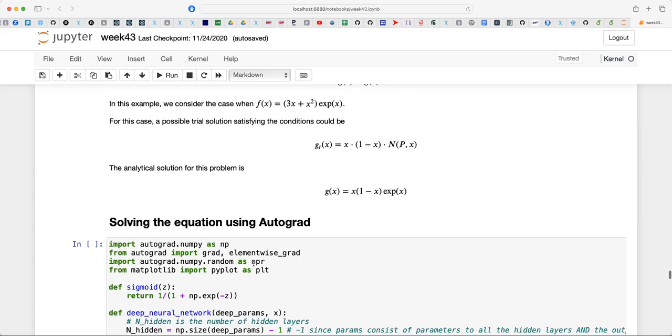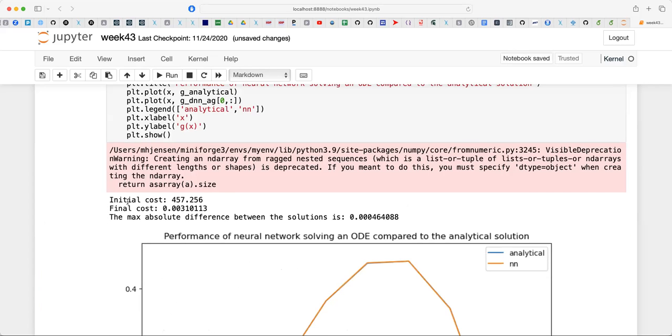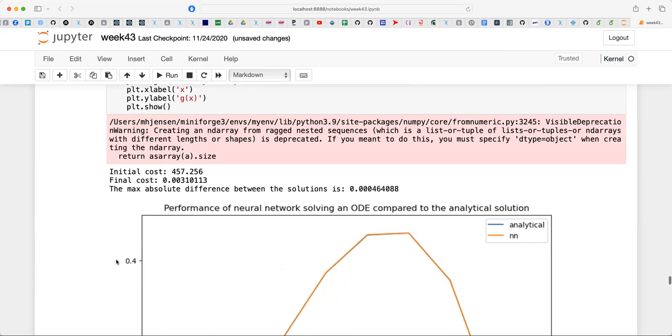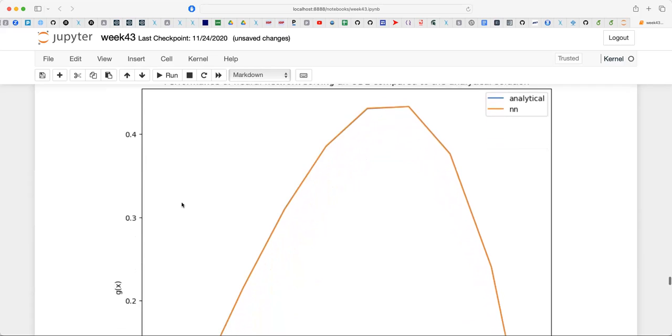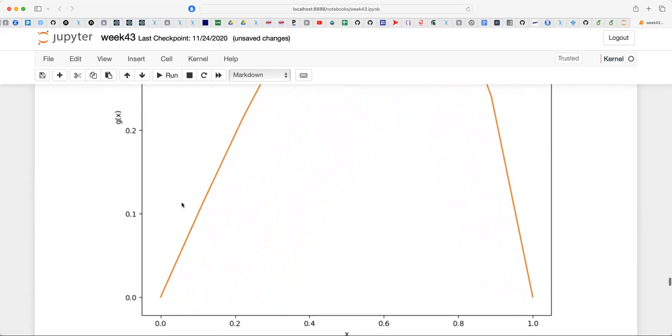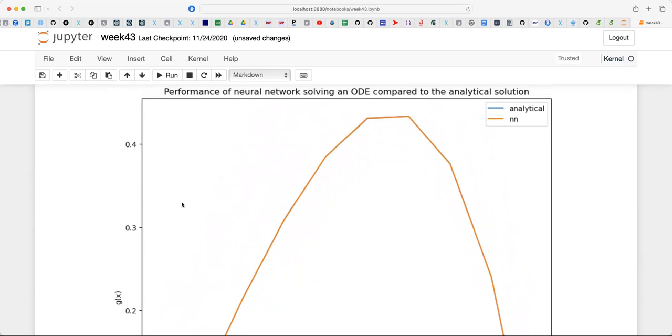And then we would simply set up the neural network again, same code, but with a different type of initial solution. And you see now again, the final cost function is 3 times 10 to the minus 3. If you make a comparison between the analytical solution and the numerical one, they are basically overlapping for the points which are chosen. I've only discretized with 10 points between 0 and 1.